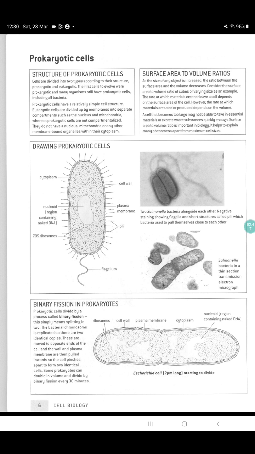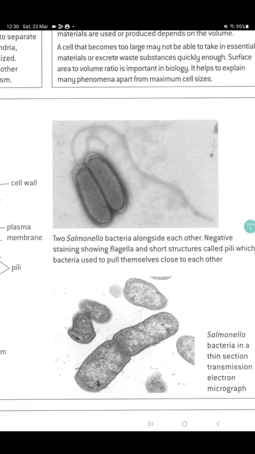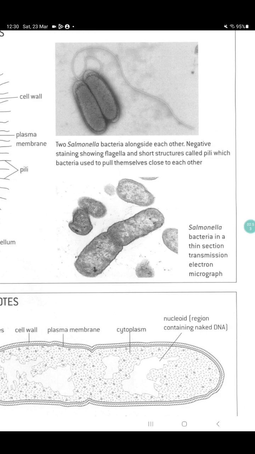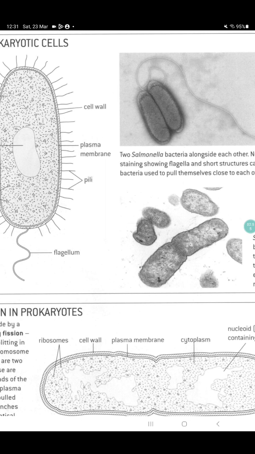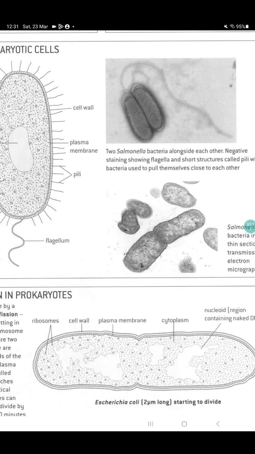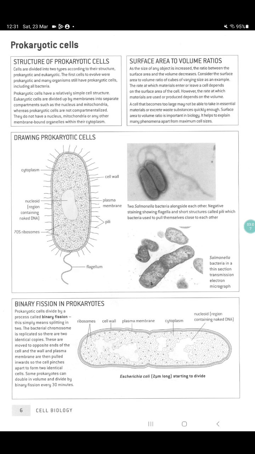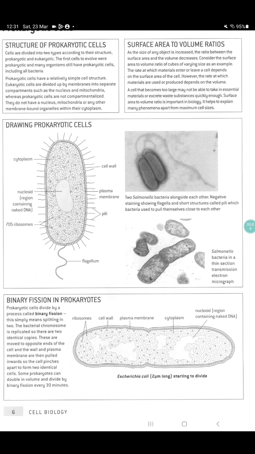Here are a few pictures also: Salmonella bacteria showing their internal structure under the microscope. Now, binary fission in prokaryotes. Cell division in prokaryotes takes place mainly by the binary fission process.